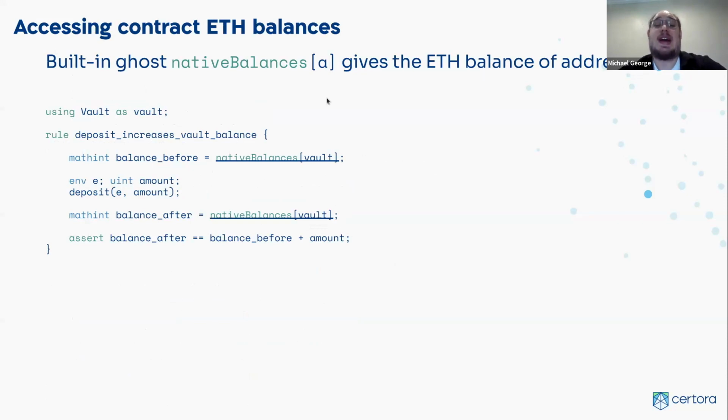So there's now a way to access the ETH balance of a contract directly from CVL. The way that works is there's now a built-in ghost mapping called nativeBalances, and it's a mapping from addresses to ints, and gives you the balance of a given address. So for example, if I wanted to write a rule to check that depositing actually increases the balance of the vault, I could look at the native balance of the vault before, call deposit, and then look at the native balance of the vault after, and compare them as you would with a token balance or anything else.